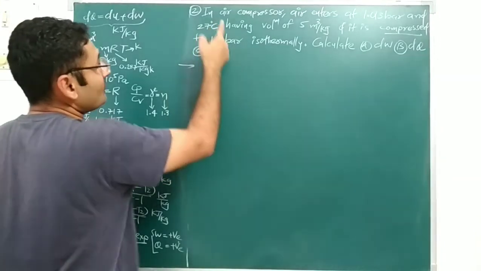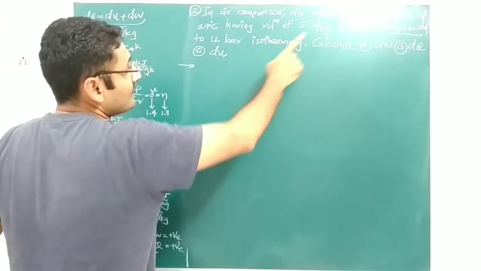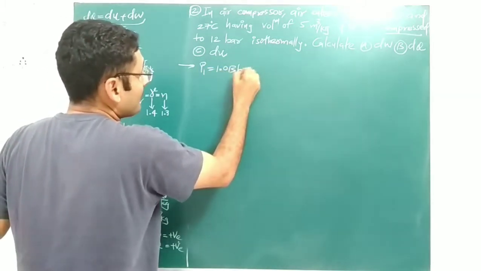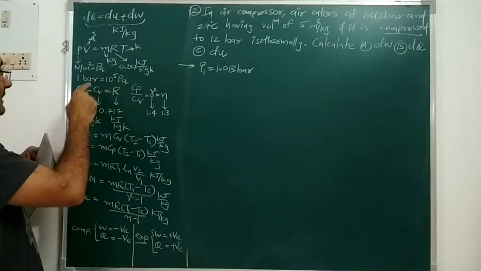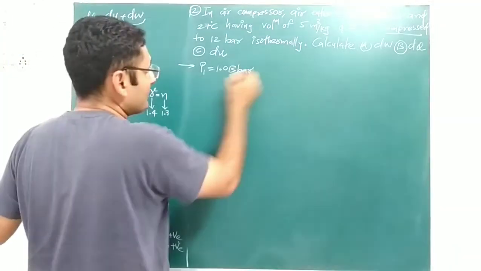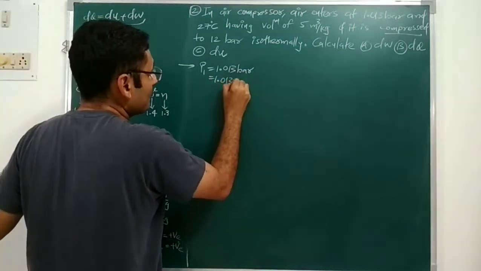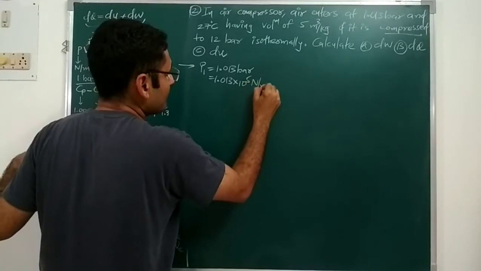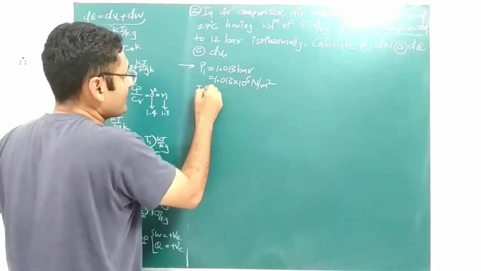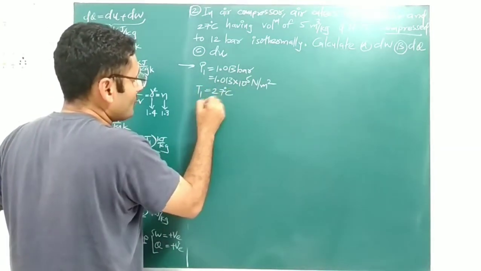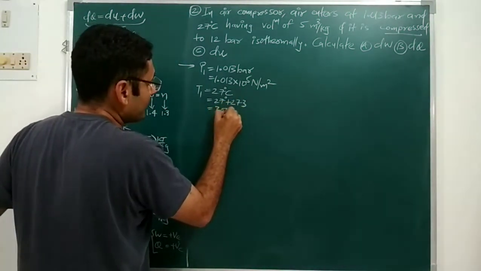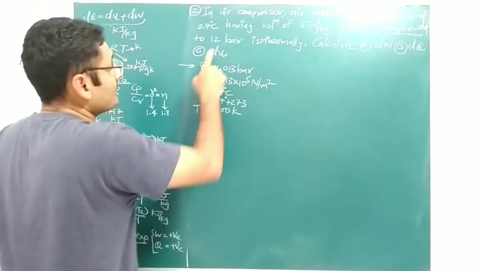How I will solve? First of all, in air compressor, air enters at that much pressure, means initial pressure is given, which is your 1.013 bar. But you have to convert it, if it is in bar, to Pascal, 10 raised to 5. So that will be 1.013 into 10 raised to 5 Newton per meter square or Pascal. Then temperature means T1, which is 27 degree centigrade. So we have to convert in Kelvin: 27 plus 273, so it is 300 Kelvin, T1.